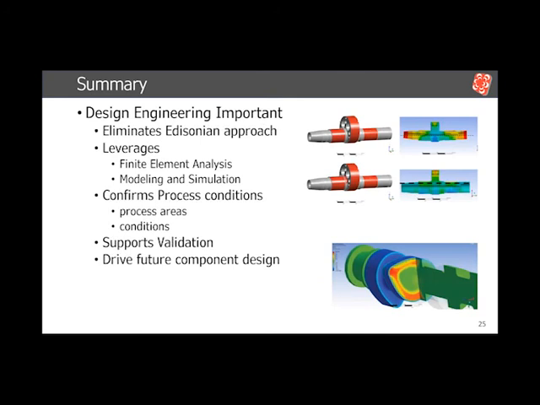So in summary, and I've already started that, the design engineering is important. It eliminates the Edisonian approach that we've used in the past. It leverages the finite element analysis and modeling and simulation to be able to evaluate the component, determine the best way to process it to achieve the benefit we're looking for. It also confirms the processing conditions. What are we going to use for processing conditions? What are the areas that need to be processed? More is not always best. So it's really about tailoring it to make sure you reach the right prescription to achieve what you want in that part.